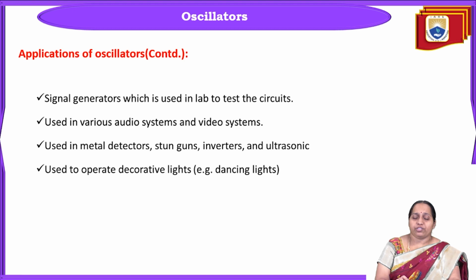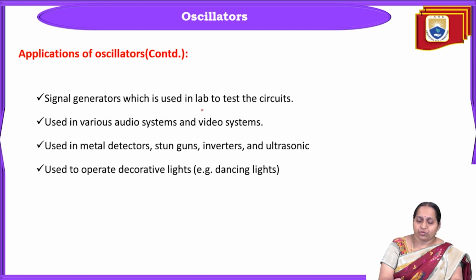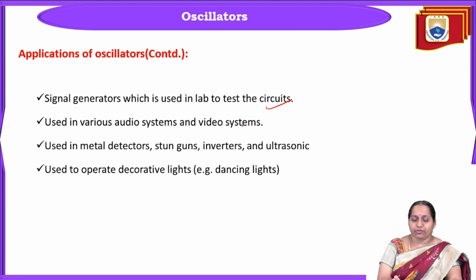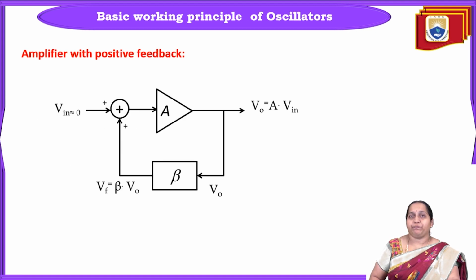Then there are signal generators, which are used in labs to test circuits. Oscillators are used in various audio systems and video systems, in metal detectors, stun guns, inverters and ultrasonic devices. So in all such areas we use oscillators. They can also be used to operate decorative lights, for example dancing lights.